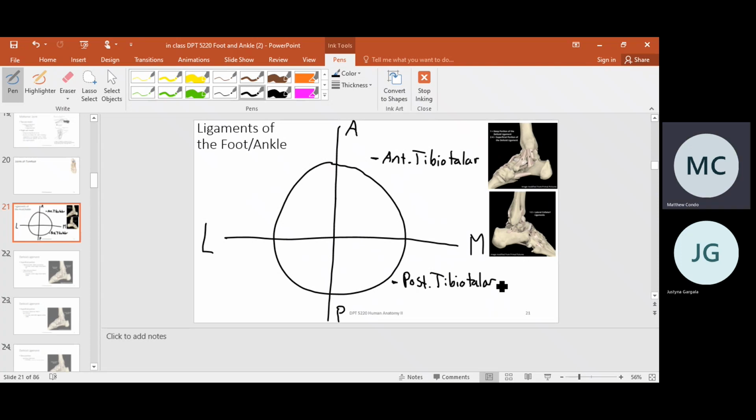So if I'm in the anterior compartment, I'm going to prevent plantar flexion, right? If I'm in the posterior compartment, I'm going to prevent dorsiflexion. If I'm in the medial compartment, I'm going to prevent eversion. And if I'm in the lateral compartment, I'm going to prevent inversion.